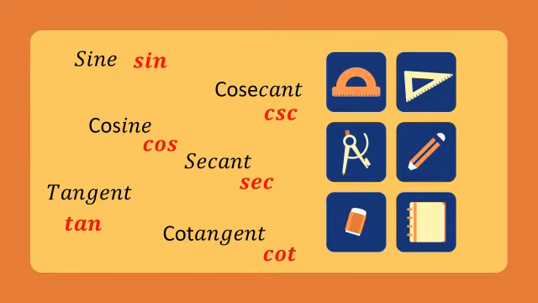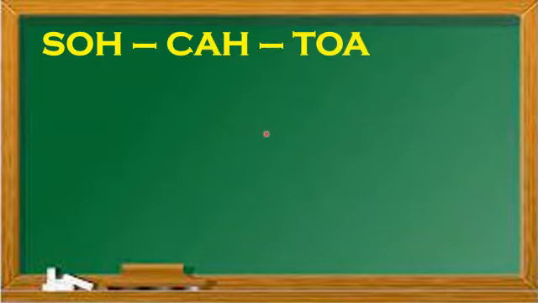Sine, cosine, and tangent are seen in our scientific calculators. Cosecant, secant, and cotangent are known as the reciprocal of sine, cosine, and tangent, respectively. To continue our discussion, we will now have the primary trigonometric ratios, which is known as the SOHCAHTOA.